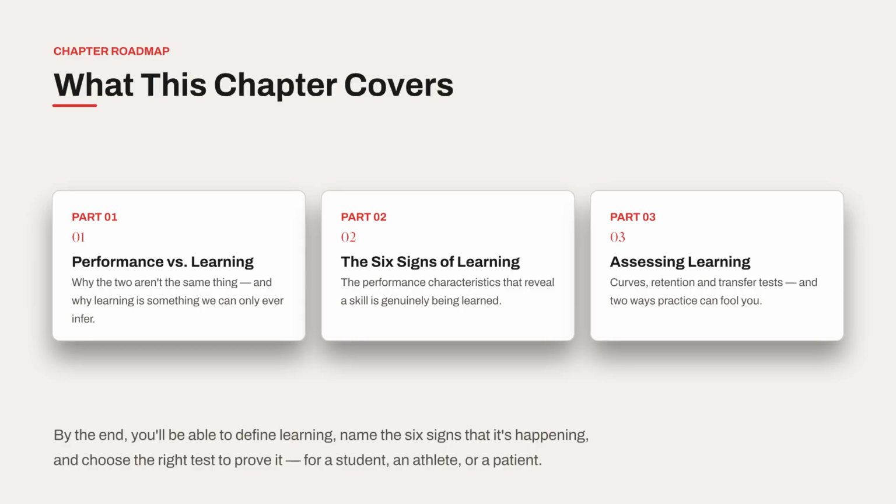By the end of the hour, you should be able to define learning properly, name the 6 signs that it's happening, and pick the right test to prove it, whether you're working with a student, an athlete, or a patient. Keep that practical goal in mind. Everything here eventually answers the question, how would I show my supervisor that real learning occurred?